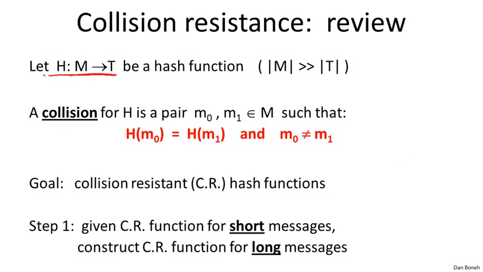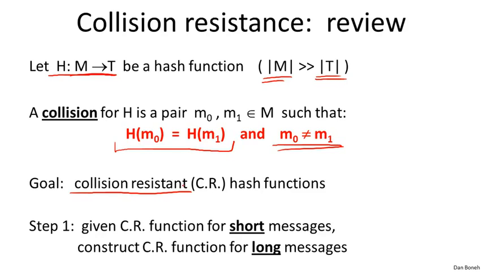As usual, we say that H is a hash function that maps some large message space into a small tag space. And we say that a collision for the hash function is basically a pair of distinct messages that happen to map to the same value under this hash function. And our goal is to build collision-resistant hash functions, namely functions where it's hard to find even a single collision. Even though we know many collisions exist, no efficient algorithm can even output a single collision.